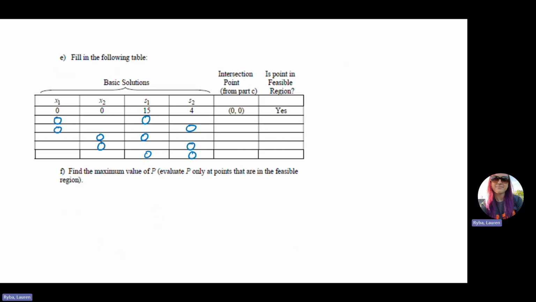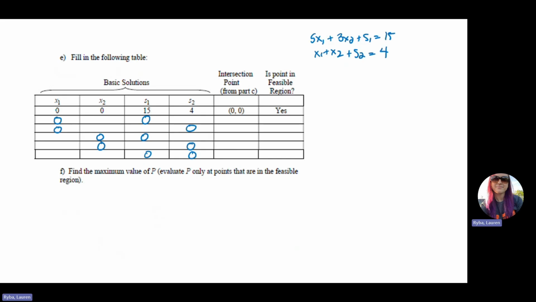Now, the goal is we're doing this algebraically. We don't have access to a graphing calculator to find our corner points. When we did it on the graphing calculator, we got all the points. It was really easy. We would have put those points in the table and then solve for P. So we're going to do it algebraically here, knowing that our equations are 5x1 plus 3x2 plus slack 1 equals 15, and x1 plus x2 plus slack 2 equals 4.